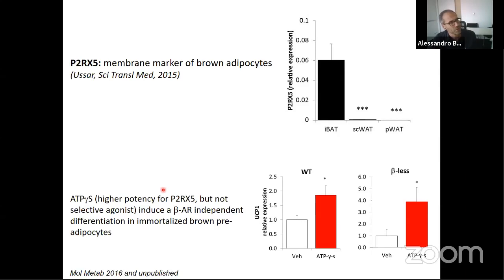And second of all, we generated immortalized wild type and knockout brown adipocytes, and then we were treating them. Unfortunately, there is not yet any selective P2X5 agonist, but ATP gamma S has been used, and there is some evidence that it is relatively more potent, I should say, not super selective for the P2X5. And what is interesting is that ATP gamma S would induce browning, here presented as UCP1 expression in vitro, both in wild type and beta-less mice. So this appears as a possible link in explaining the physiology that we saw in vivo.